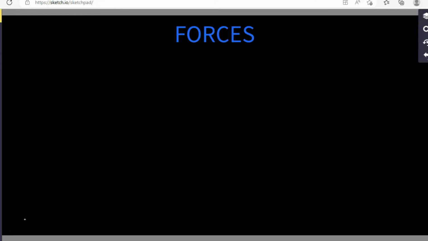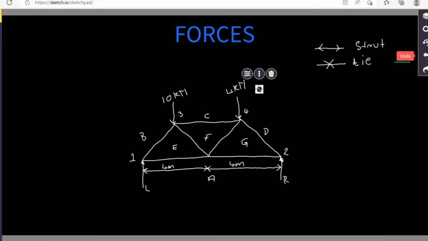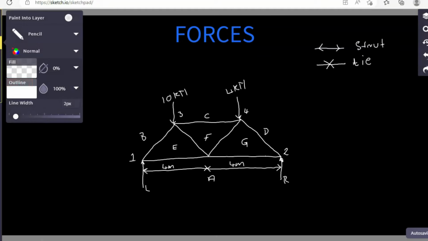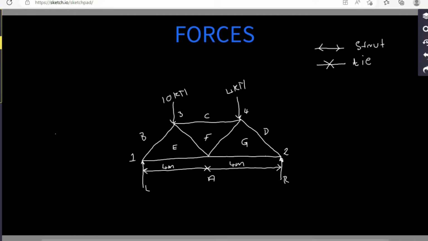We are doing Forces Engineering Science N3 and we're looking at the trusses force, roof trusses to be specific. Roof trusses are a structural framework that is designed to support a roof. And we are talking about a structure like this. I know most of us have seen a structure like this before.